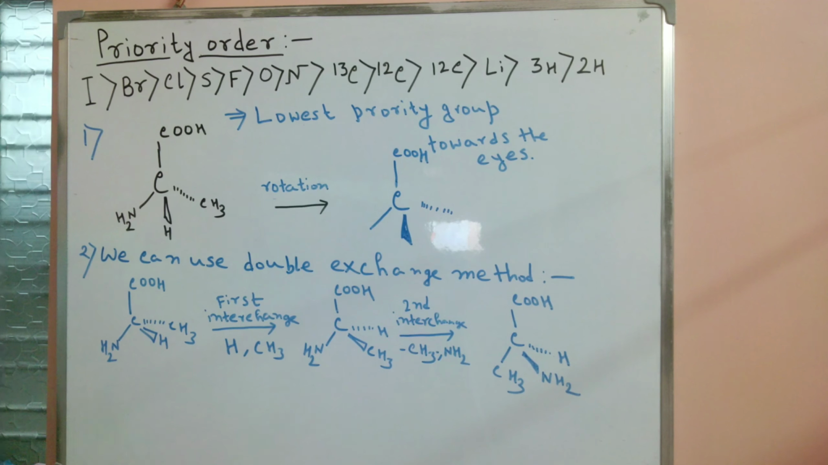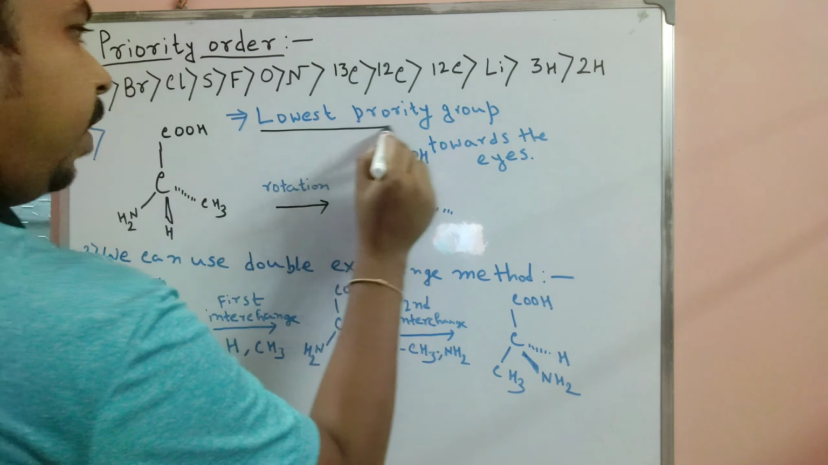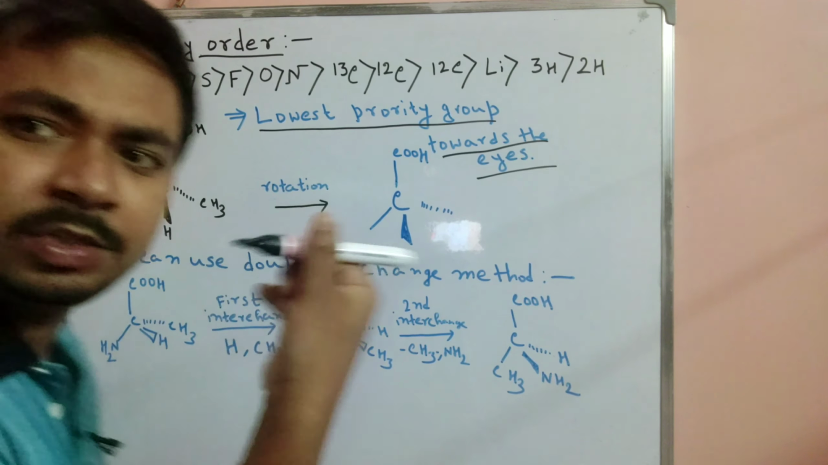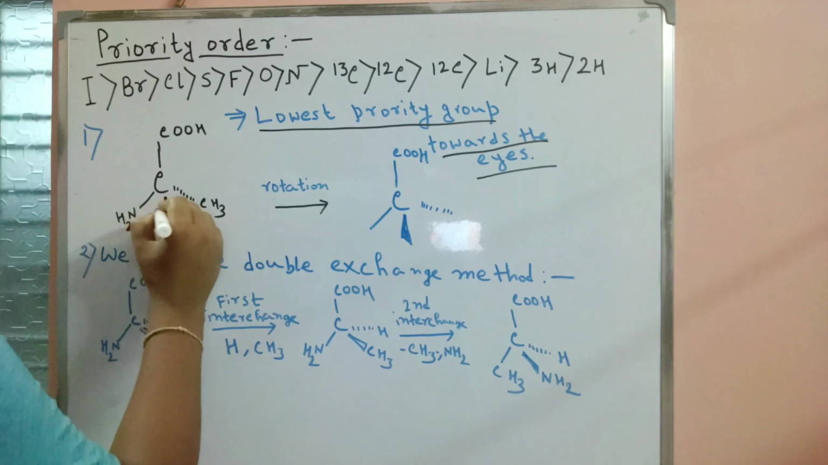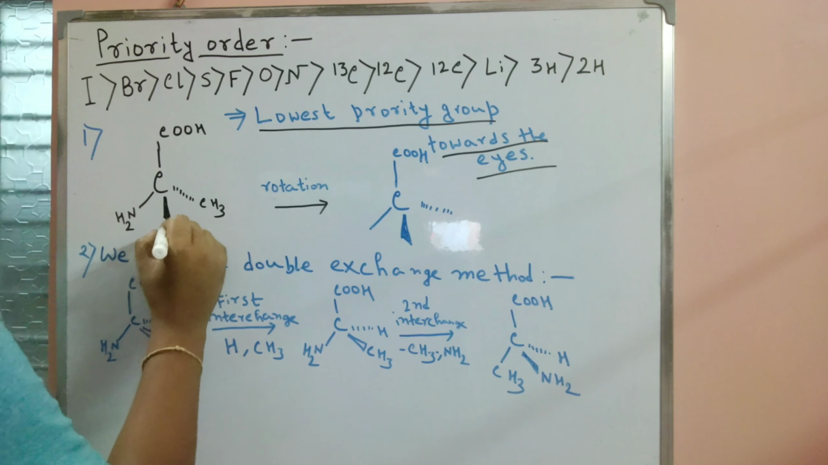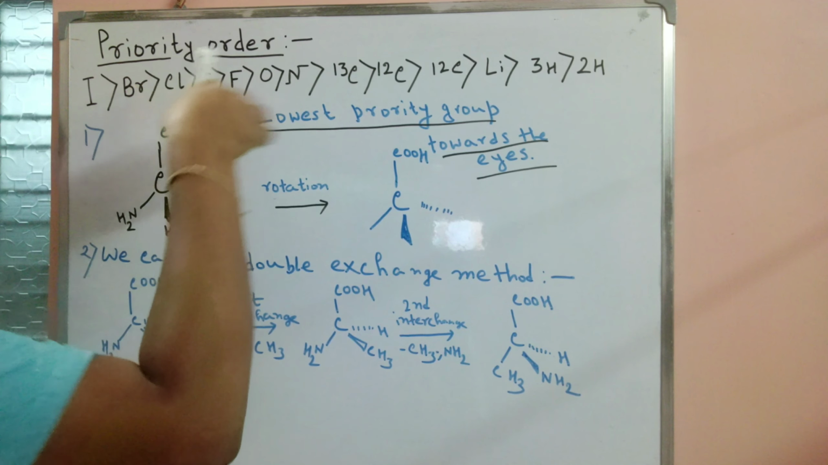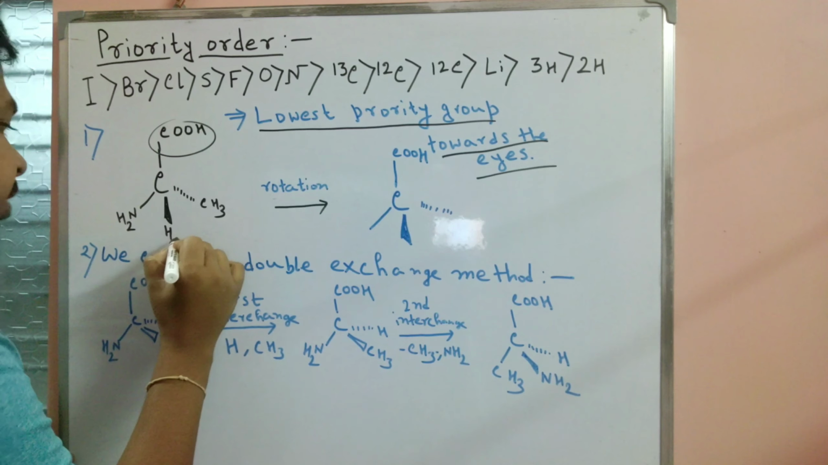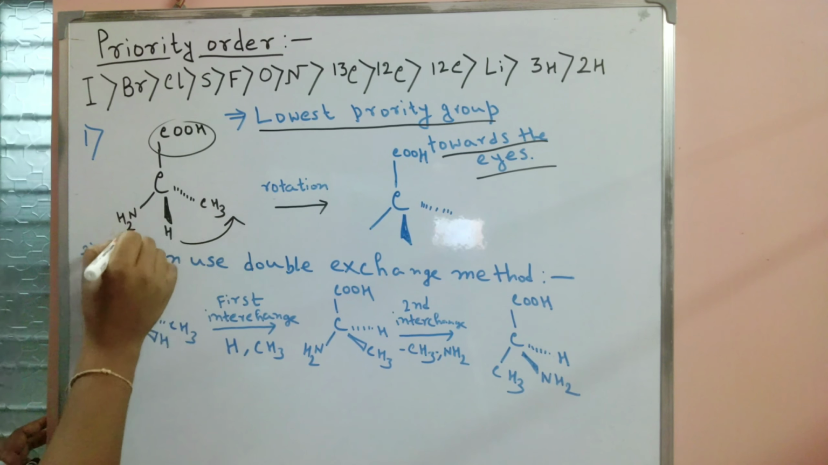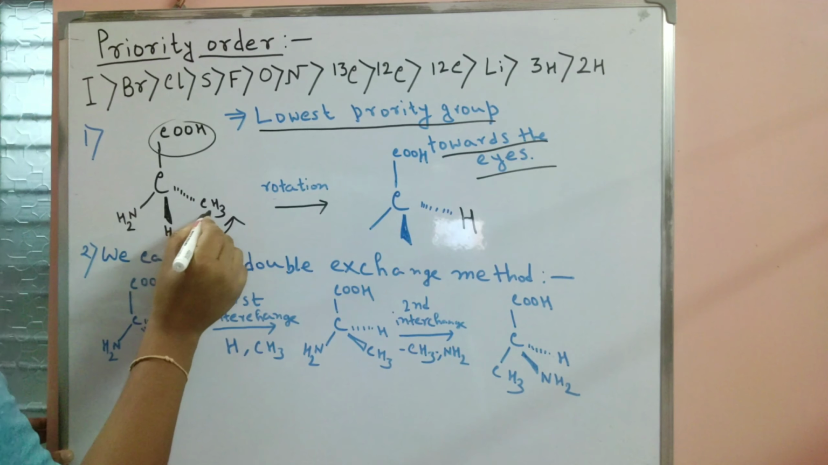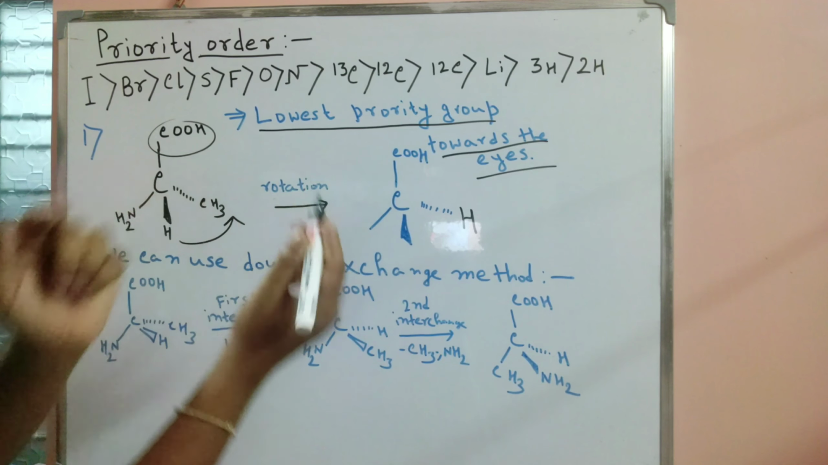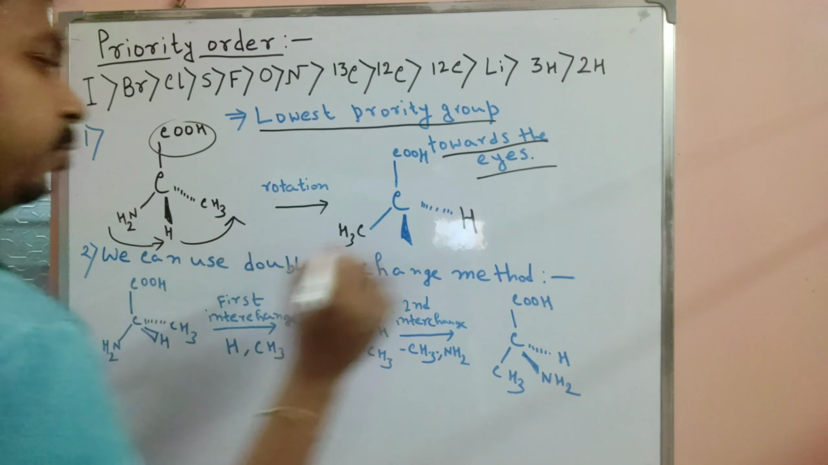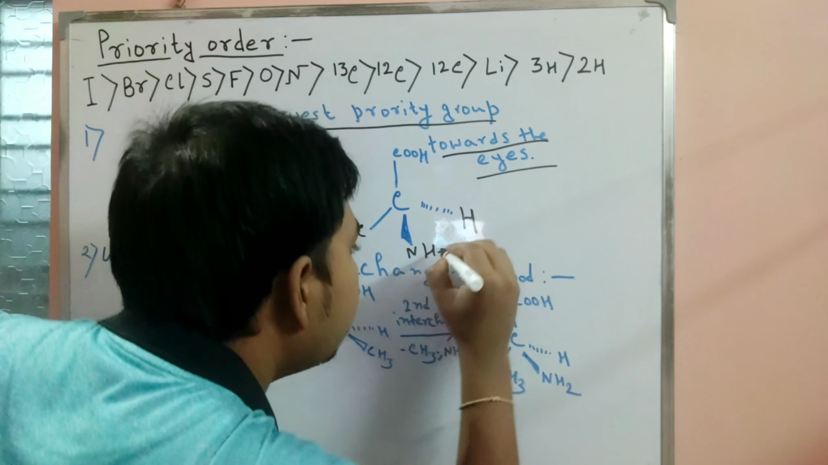Now our next problem is when the lowest priority group is towards the eyes. Here hydrogen is on the upward side, towards the eyes. In that case we rotate the groups. The COOH on the upside is fixed, so we can easily rotate. The hydrogen group comes to the down bond, so we replace the hydrogen, and the methyl group rotates through and is present here, and the NH2 group shifts to that position. So here the NH2 group is present.